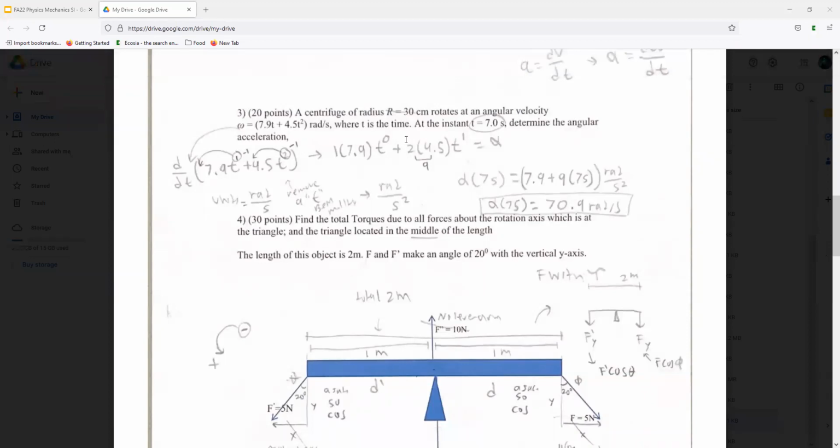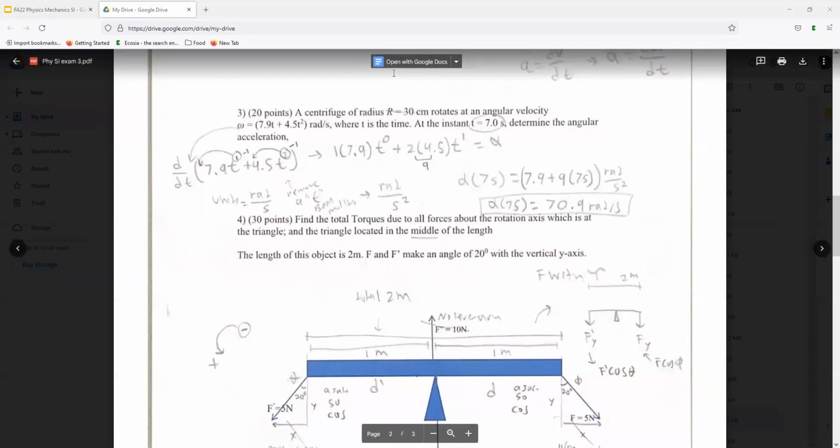So I'm just going to start with the ones that I'm quite certain on, which is 3. Here we have a centrifuge, right? It gives you the radius, which you actually don't need, and then the angular velocity. Note that here the angular velocity is a function of time, which means that you're going to be doing the derivative.